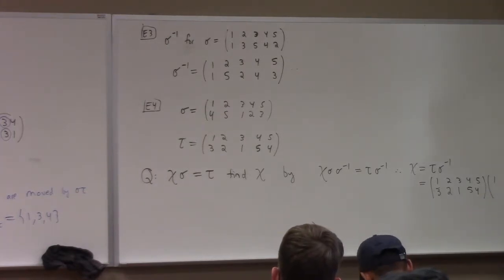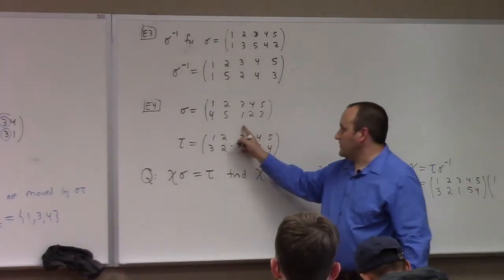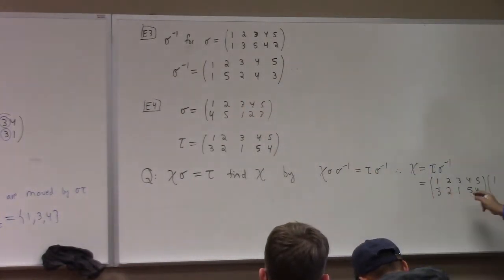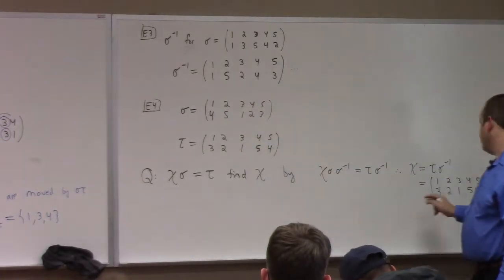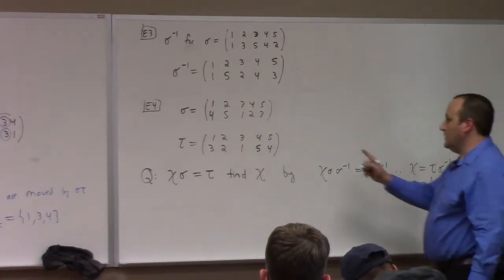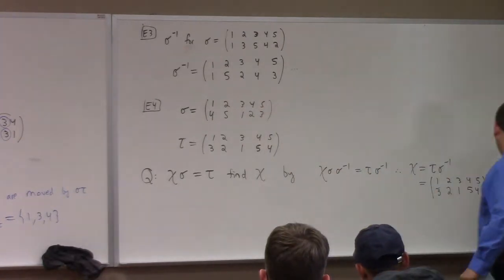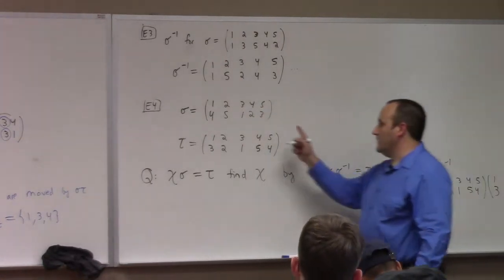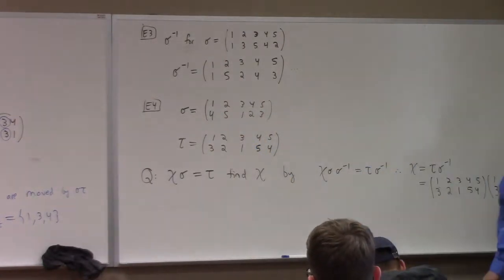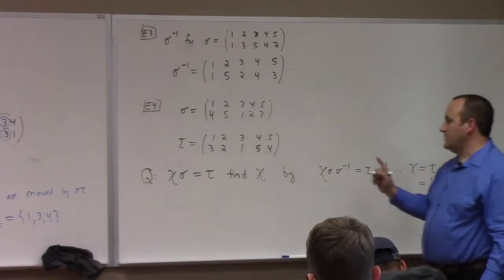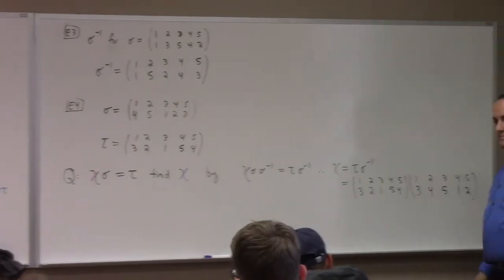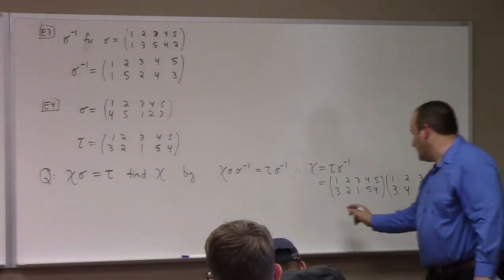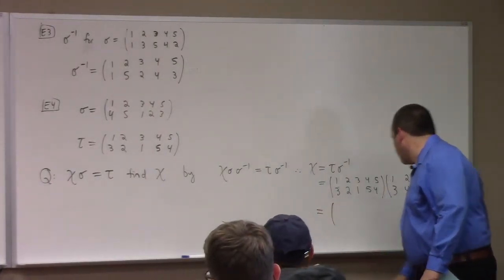Let's see here. So 1 goes to 3, reading from bottom up. 2 goes to 4. 3 goes to 5. 4 goes to 1. And 5 goes to 2. And then we can calculate the product like we did in the other example.